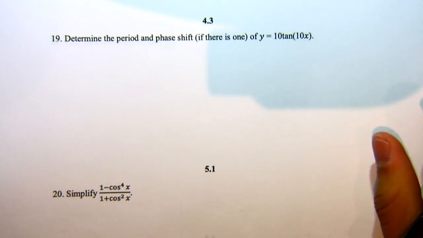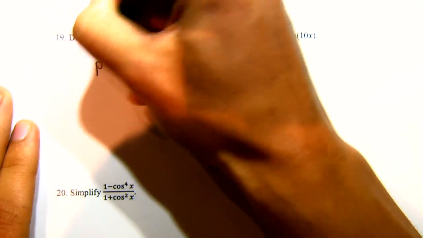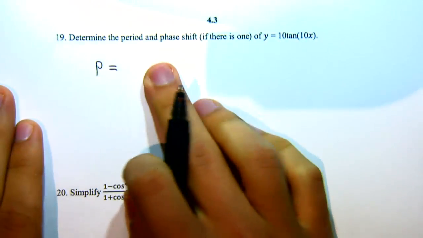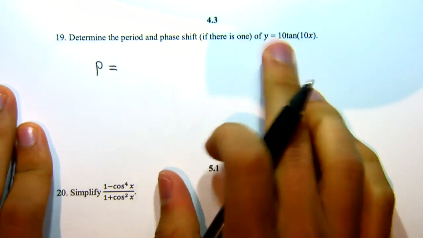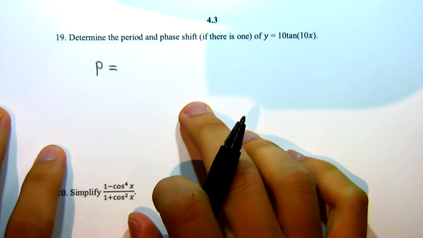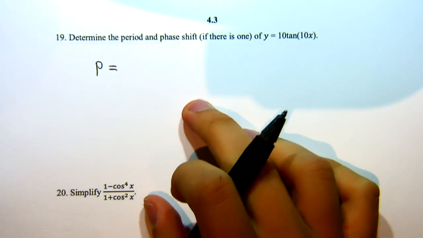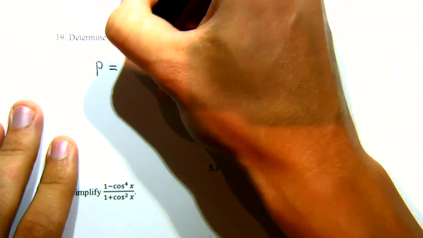So number 19. To determine the period and phase shift of y is equal to 10 tangent of 10x. So here, we simply use a similar equation, except is it to find the period of a tangent function, is it 2 pi over b or is it something else? You said it was just pi over b? Okay, good, thank you. So it's pi over b.